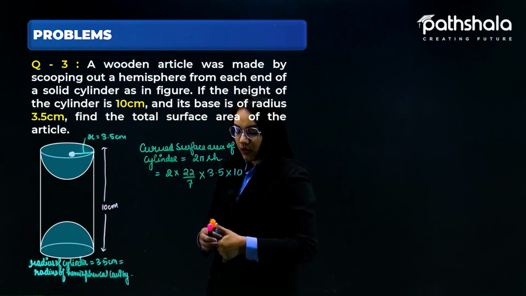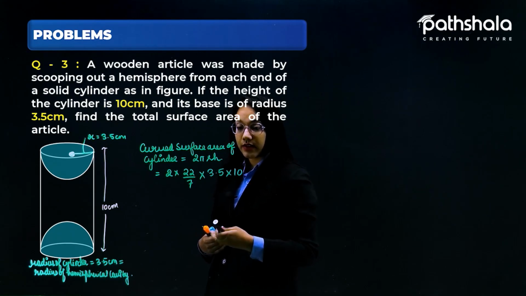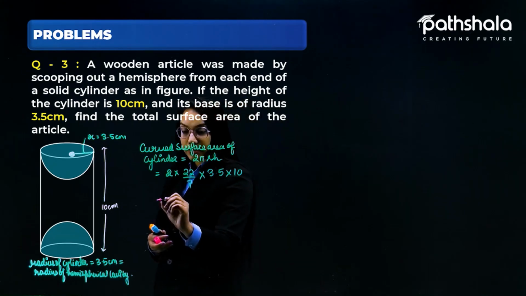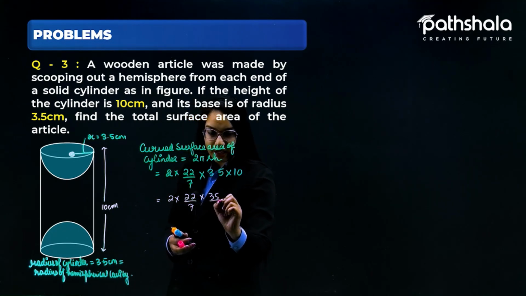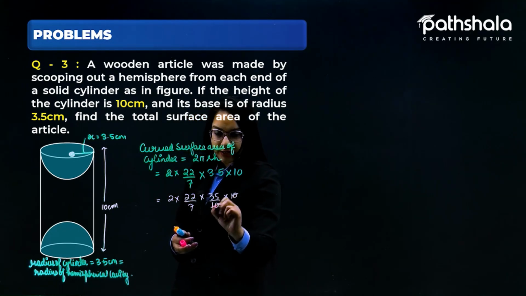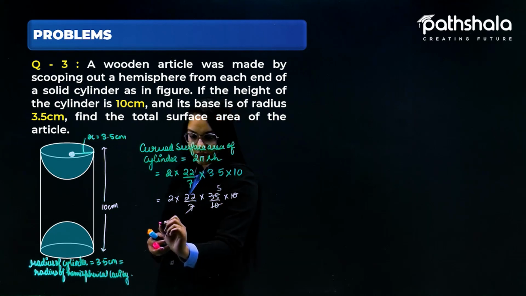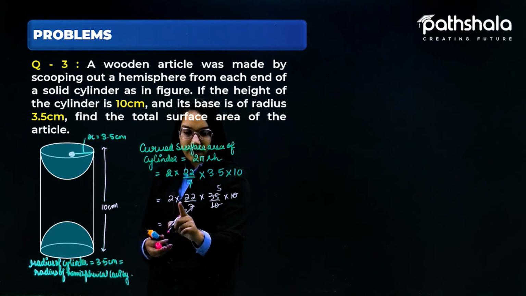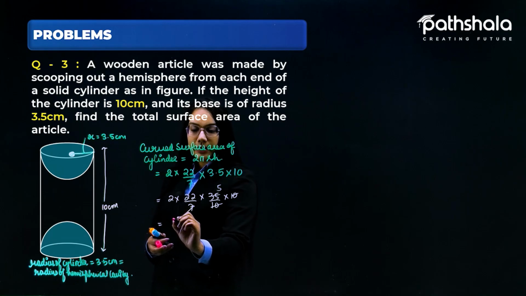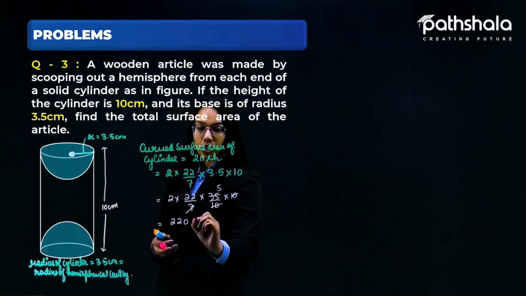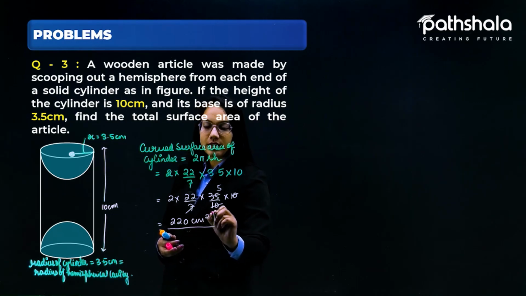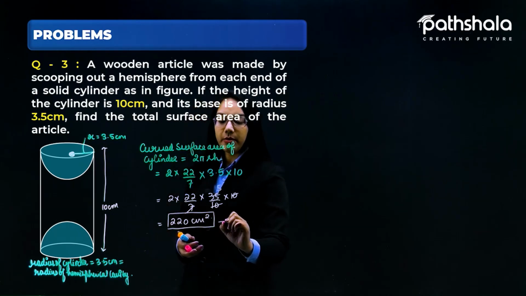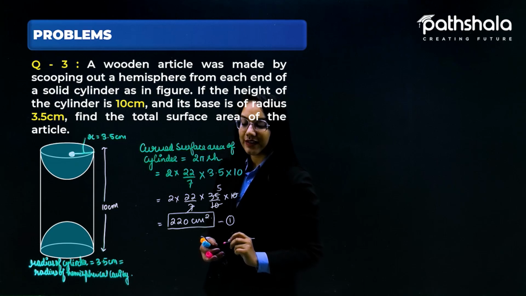Now let's sort it out. We can write this as 2 into 22 by 7 into 35 by 10 into 10. So 10 and 10 get cancelled, 2 and 5 get cancelled. We have the value as 10 into 22, which is 220 centimeter square. So the curved surface area of the cylinder is 220 centimeter square. Let me call this 1.